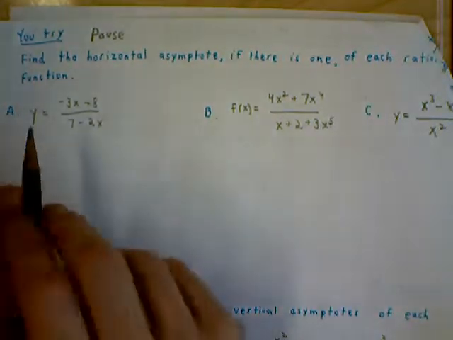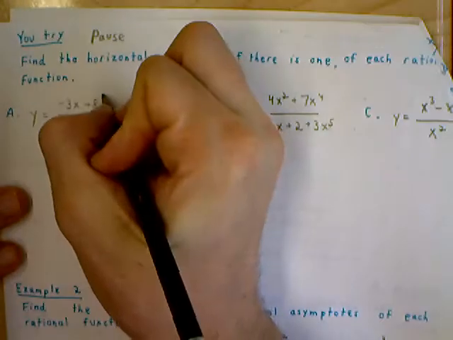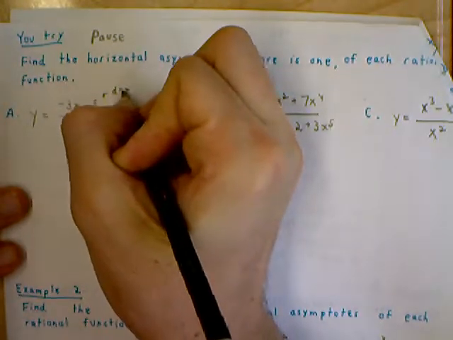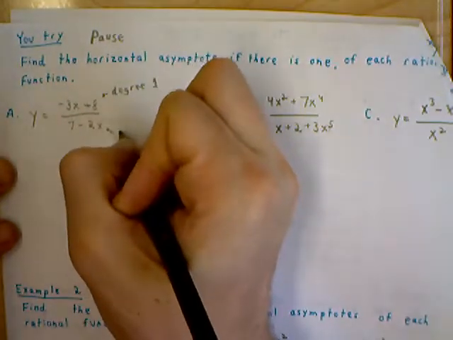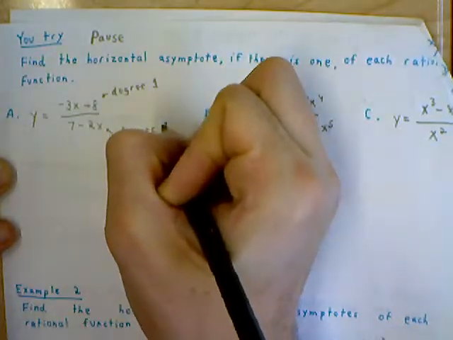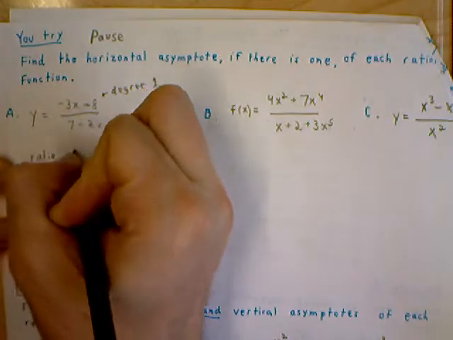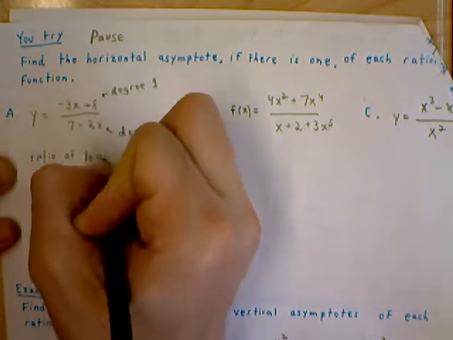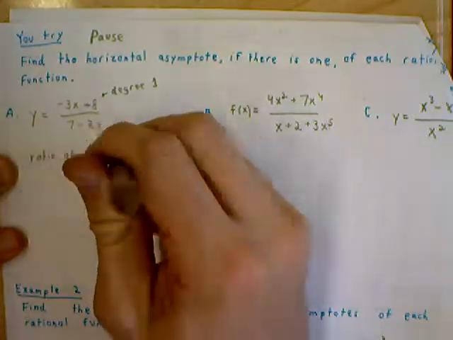All right, so I see on letter A, the degree of the numerator is 1, because I have the x. The degree down here is 1 because I have the x. So I'm going to take the ratio of the leading coefficients. The leading coefficients are with that highest exponent.